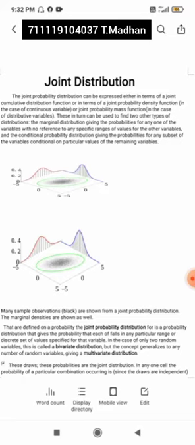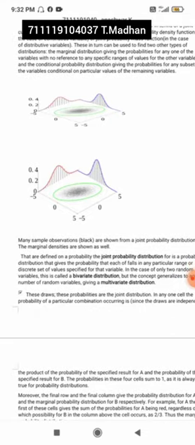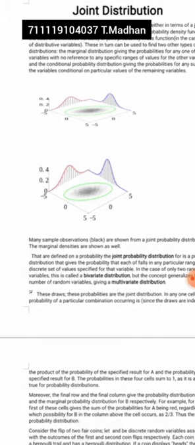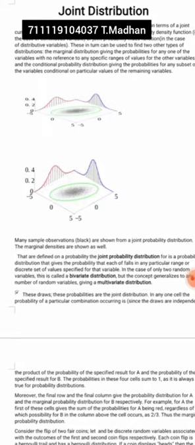marginal distribution giving the probabilities for any one of the variables with no reference to any specific ranges of values for the other variables, and the conditional probability distribution giving the probabilities for any subset of the variables conditional on particular values of the remaining variables. Many of the observations are drawn from a joint probability distribution. The marginal densities are defined on a probability.